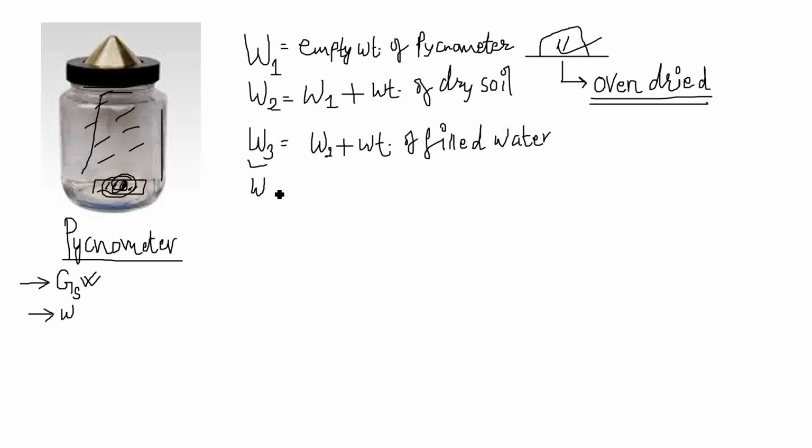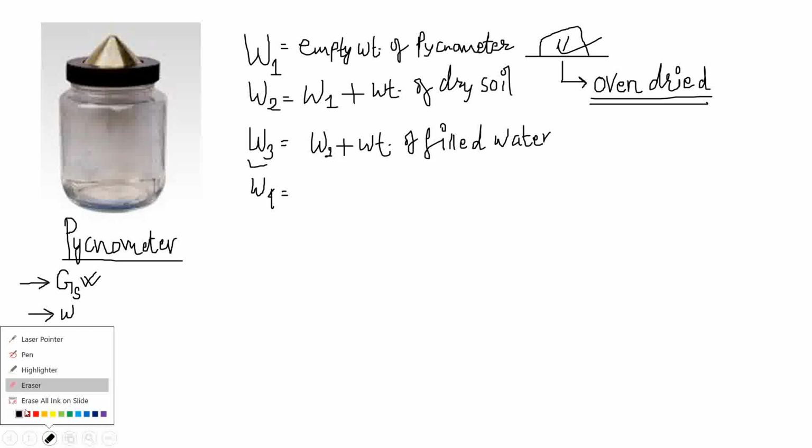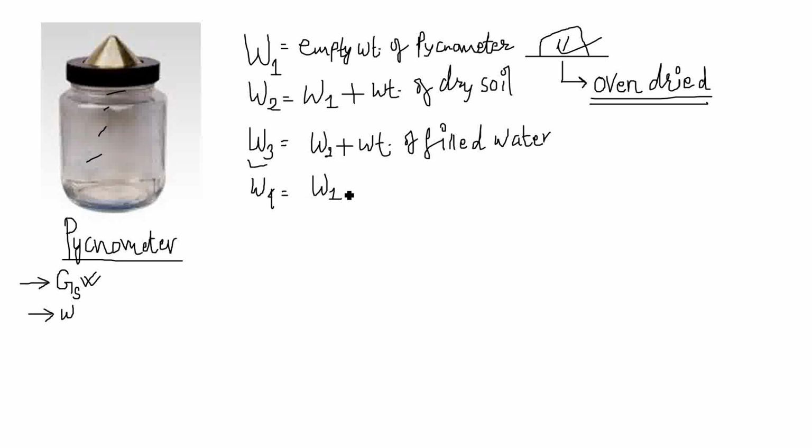Now for determining W4, what we do here is remove all the soil from this pycnometer and fill the pycnometer with water up to its top level to determine W4. So W4 is basically the weight of the empty pycnometer W1 plus the weight of filled water. So this is W4.